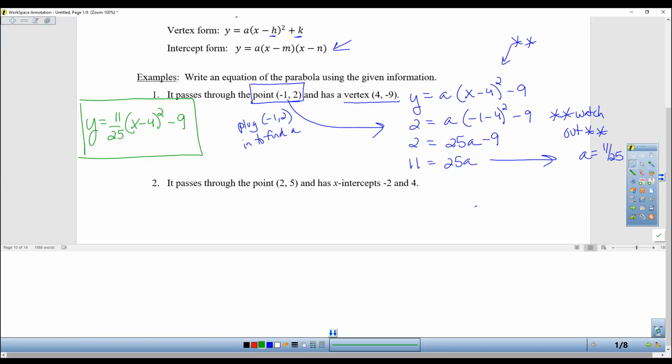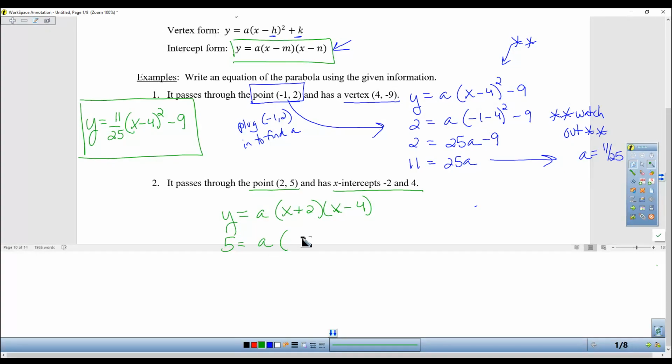On the next one, it gives me a point again, but this time it gives me intercepts. So I'm going to use the intercept form. y is equal to, again, they don't tell me a, but I can find that. The intercepts are -2 and 4, so a times (x + 2) times (x - 4). I can plug the point (2, 5) in. 5 is equal to a times (2 + 2) times (2 - 4). Now these are all three multiplied together. So 4 times -2 is -8a.